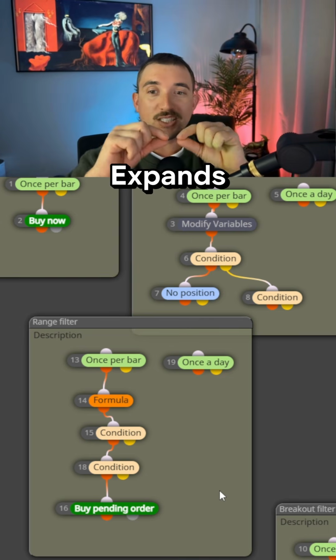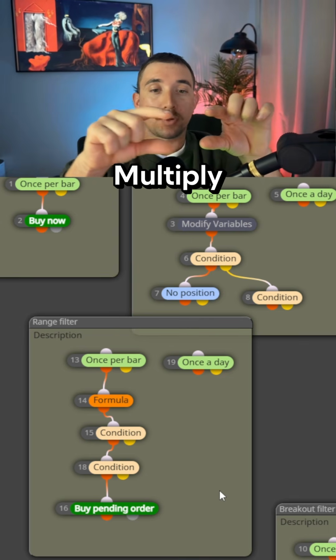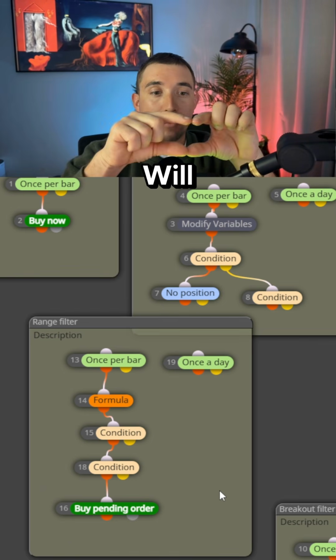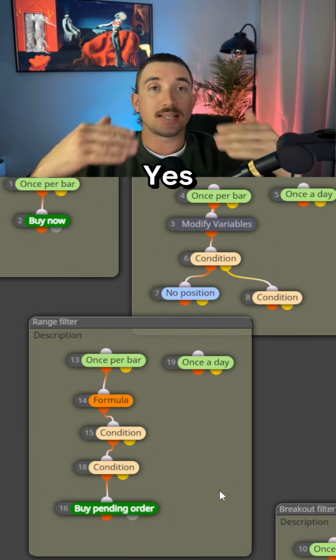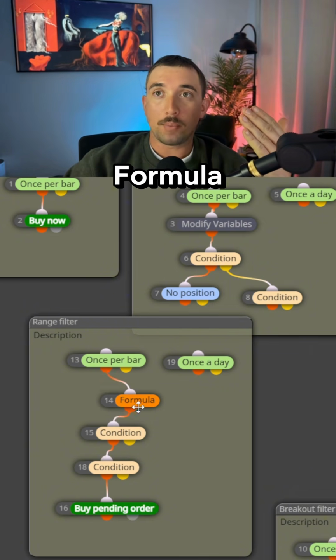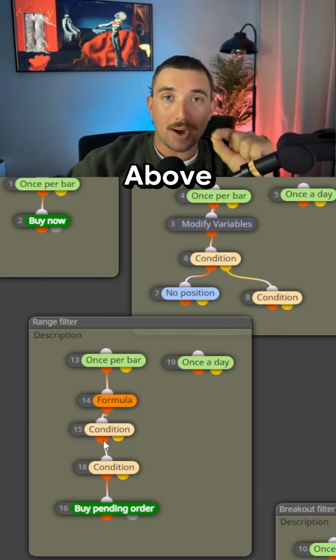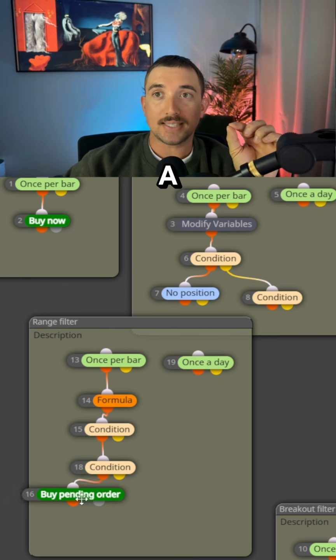We know that price expands out of ranges. So what we want is the ATR multiplier to be smaller, 0.5, 0.8 of the ATR. That will create a small range. Once that range is established and the market says, yes, this is a range, we create that range. We make sure the range isn't too small, so it's above 5 or 10 pips. And then we wait for a breakout and we place a pending order.